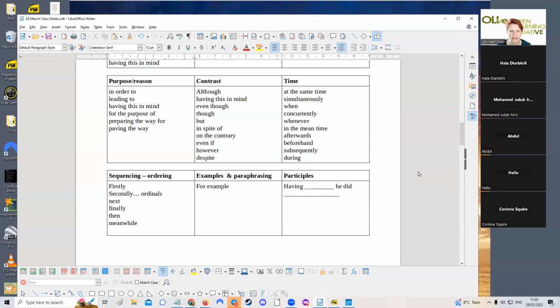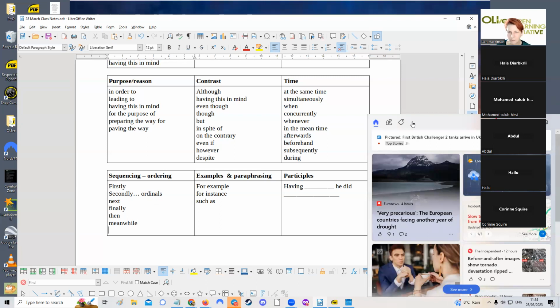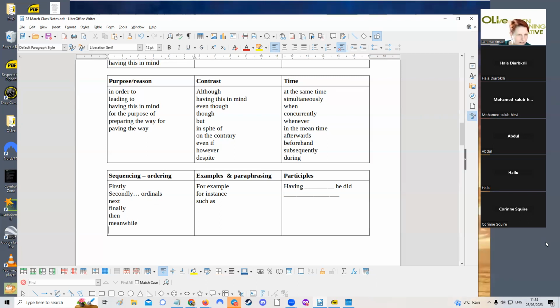So how about examples and paraphrasing or rephrasing? Sorry, paraphrasing and rephrasing. For instance, I had in conclusion, oops, what is it with my computer today?